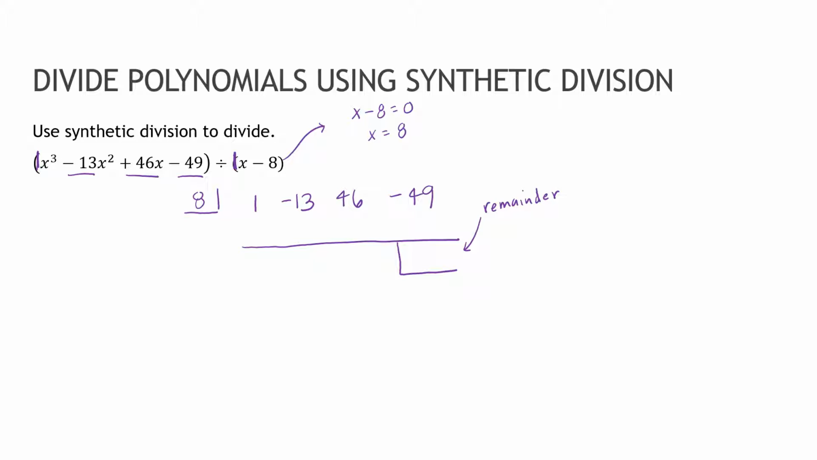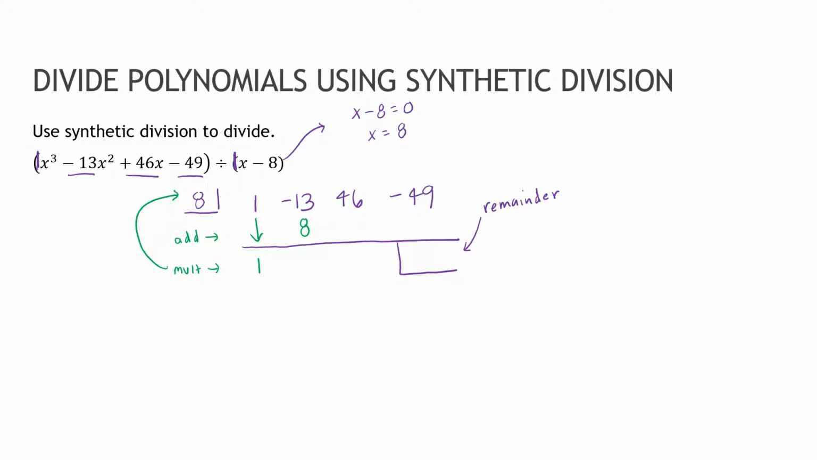Anything that happens above the line in this row, we're going to add. Anything that happens below the line, we're going to multiply. The very first step is always to bring the first term straight down. So 1 comes straight down. It's below the line, so I multiply it. And when I multiply it, I'm always using this number. So 1 times 8 is 8.